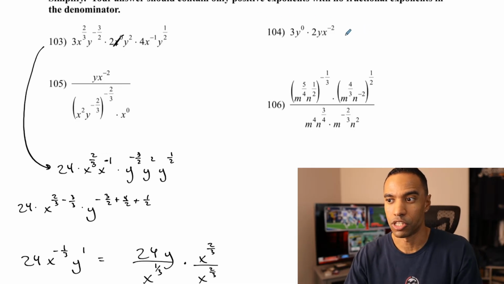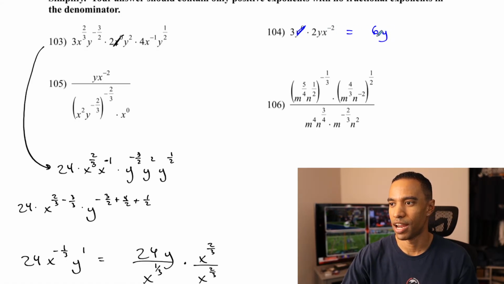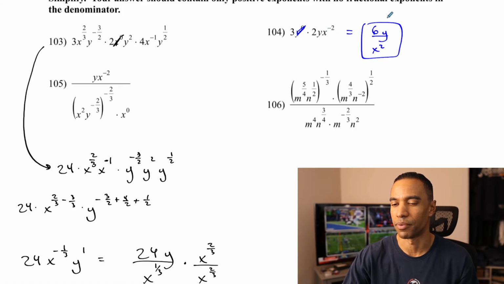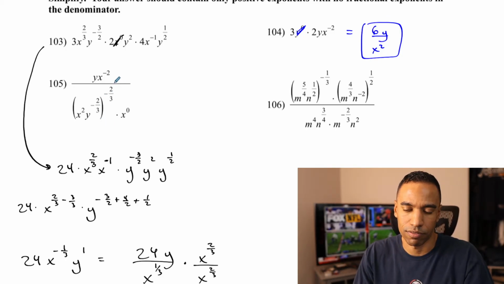104, which actually looks a lot smaller. 3 times 2 is 6. Y to the 0 times y is y over x squared, it looks like. I'm actually done with that one. Okay. This one looks very fun.